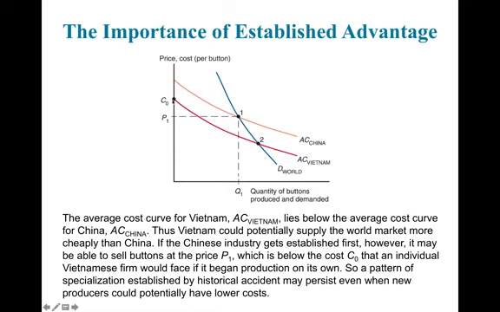Firms entering will be producing at C0, but at C0 they will not be able to compete with the Chinese industry, so they will never enter. If they enter, they will produce at C0 and will not make any profit. And so the pattern of specialization, which was established by historical accident, might persist even when a new producer could potentially have lower costs.